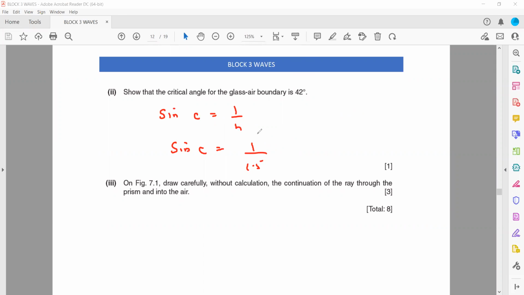1 divided by 1.5 is 0.66, a recurring decimal. So sine c is equal to 0.66. If you need the critical angle, that is sine inverse of 0.66, which is about 41.6 degrees. That is the critical angle.